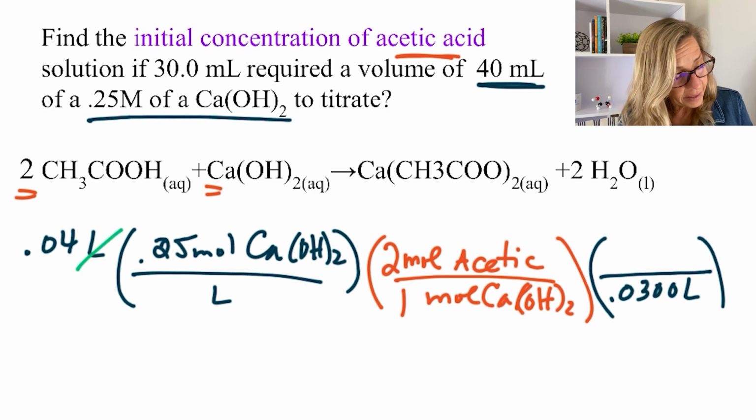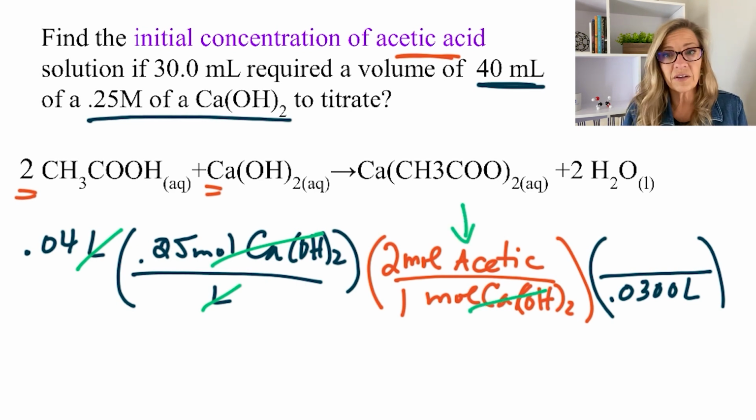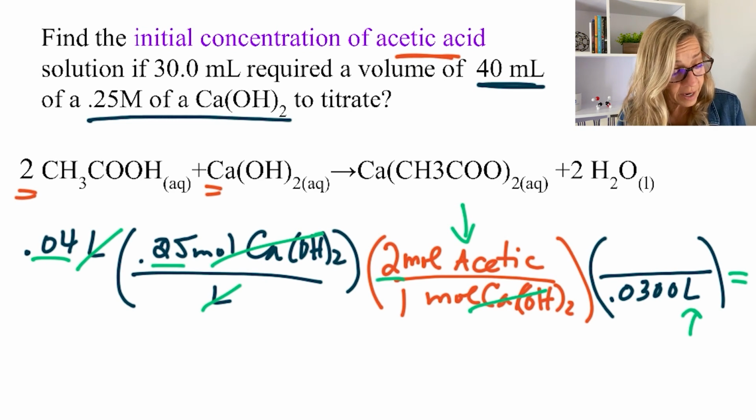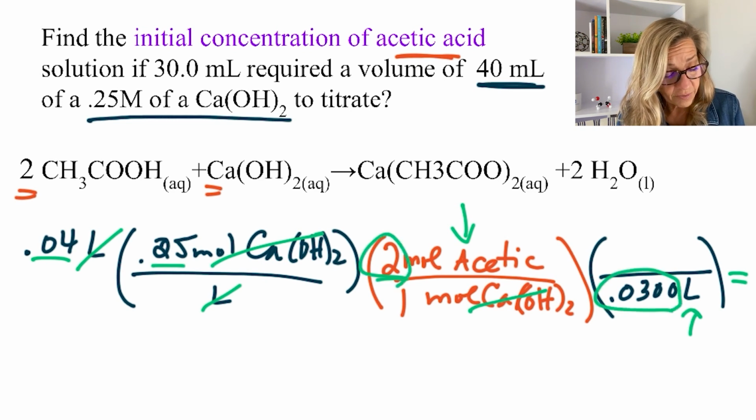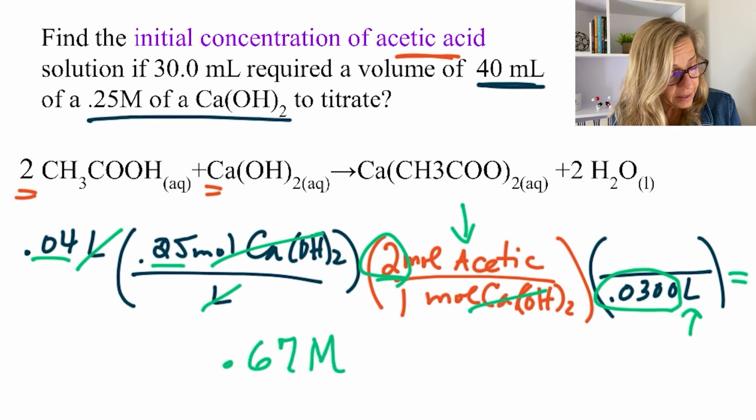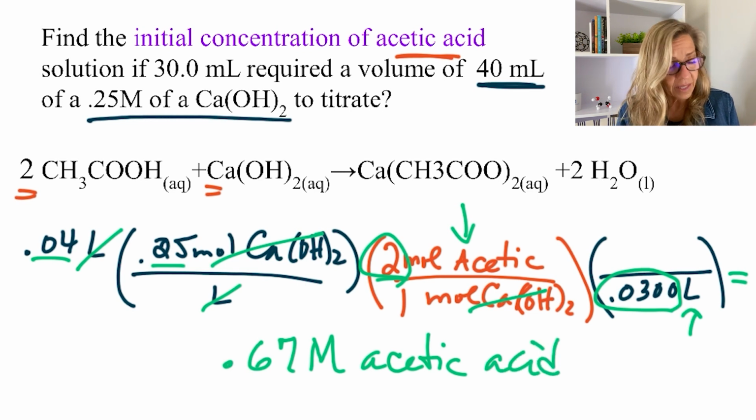All right, let's check units. I've got liters of calcium hydroxide, cancel, moles cancel. I'm going to end up with moles of acetic per liter. That would be the concentration. Okay, so all I have to do is gather up the numbers. 0.04 times 0.25 times 2 divided by 0.03, and that's going to give me 0.67 molar acetic acid. So that is the concentration of acetic.